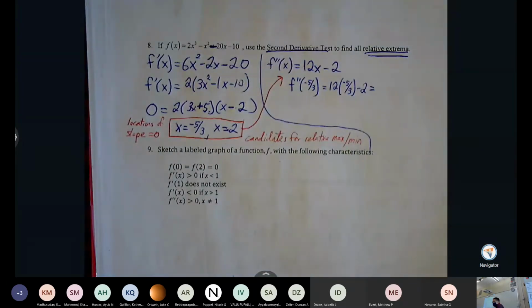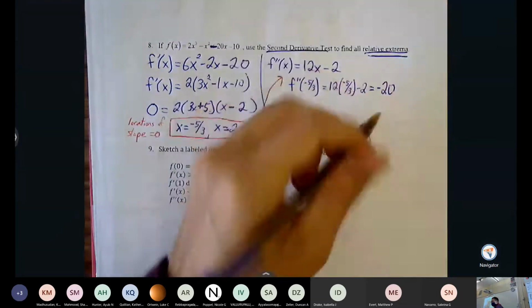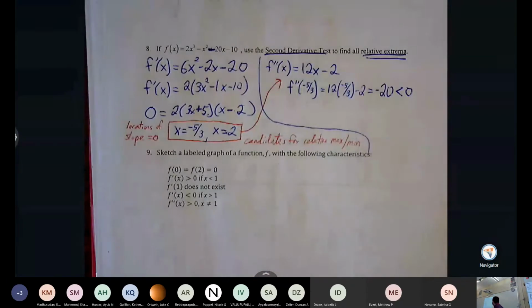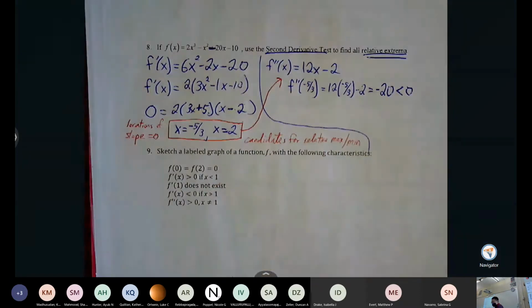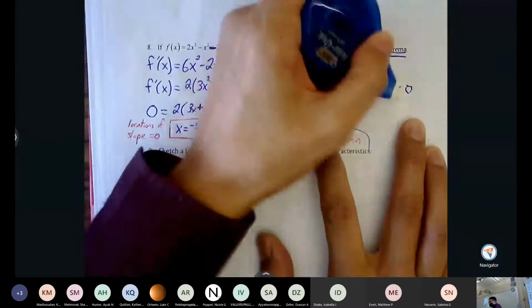I get negative 20. The number is not that important. What's more important here? The sign, right? This is less than 0. It's negative. So what does that mean? I'm sorry, negative 22. Sorry. It's concave down.